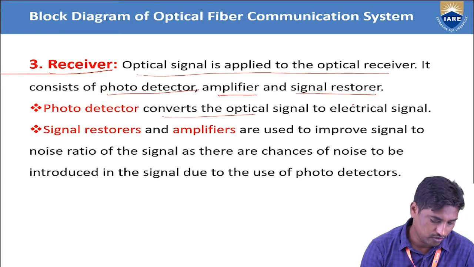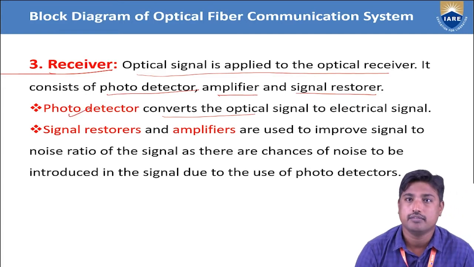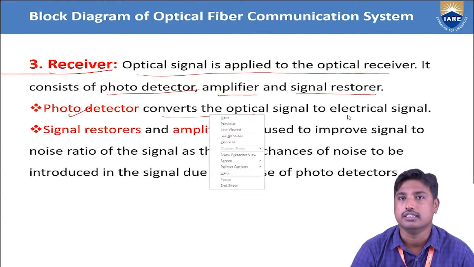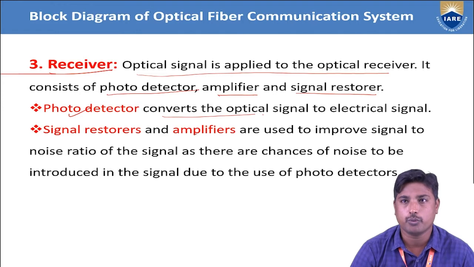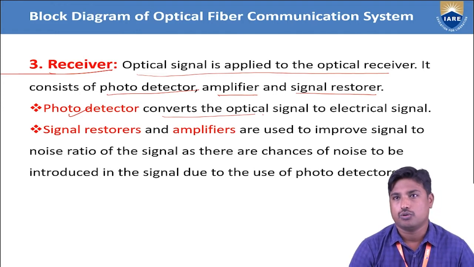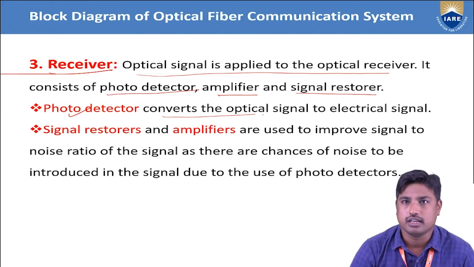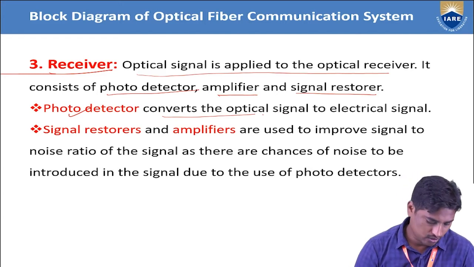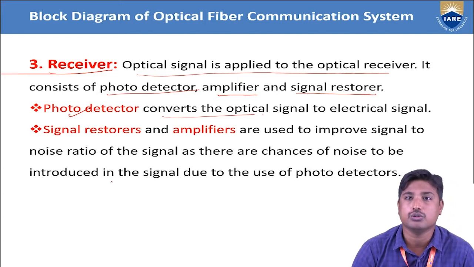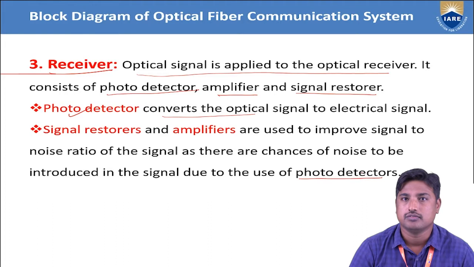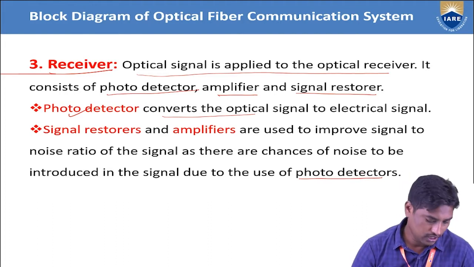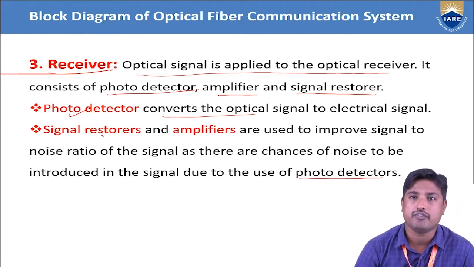So what is the function of photodetector? Photodetector converts the optical signals to the electrical signals. And signal restorer and amplifier are used to improve the signal-to-noise ratio of the signal, as there are chances of noise being introduced in the signals due to the use of photodetectors. Usually when we are using photodetectors, some noise is created in the signals. So to avoid that noise, we are using signal restorer and amplifiers.